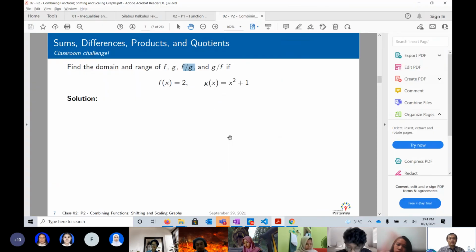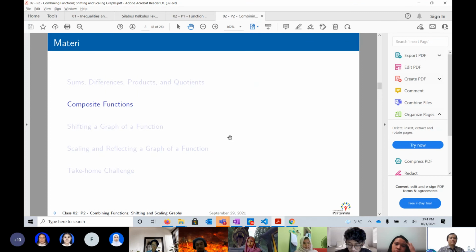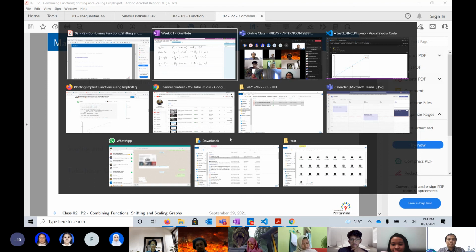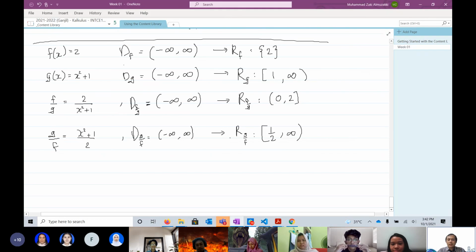Next Friday, we will continue from composite functions before continuing to the next material. Before I close the session, any questions? If you have any questions, just ask.